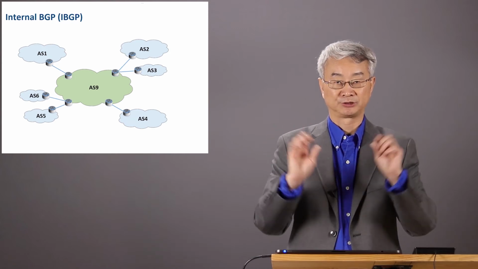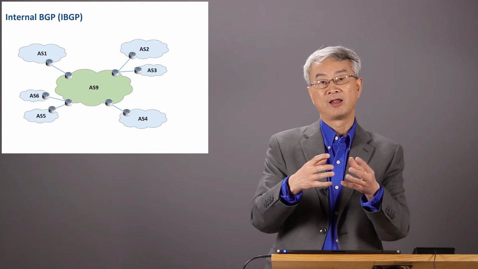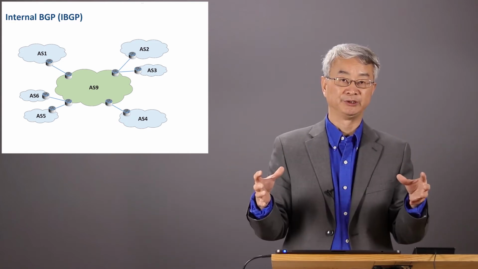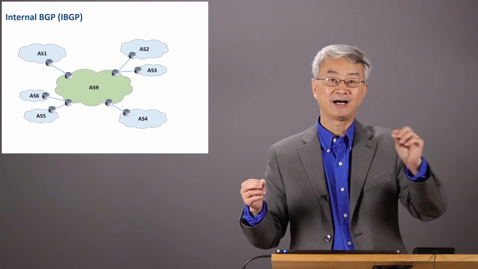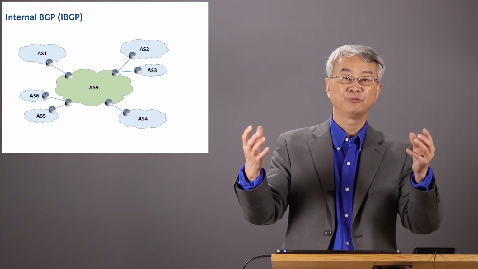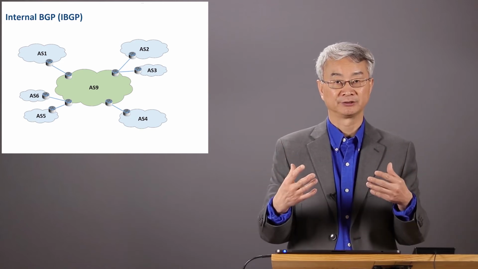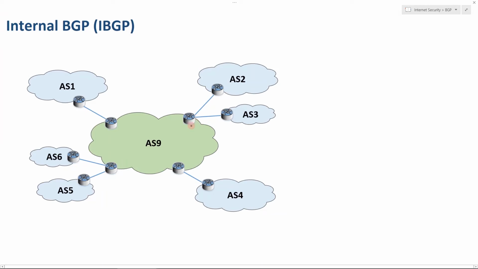That's called external. But some of the autonomous systems have multiple BGP speakers. They actually do the peering with other networks in different places, in different cities. So they will have multiple BGP speakers. So how do they exchange information? So you can see in this case, I have AS9, which is a large ISP. So it has multiple BGP speakers and talks to the outside.